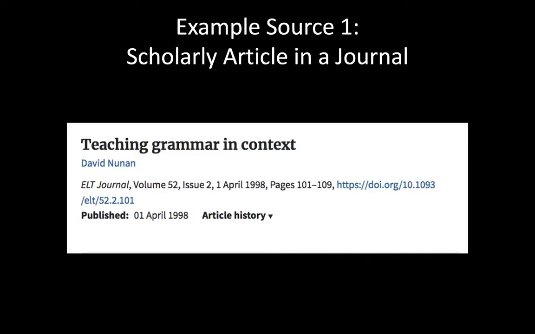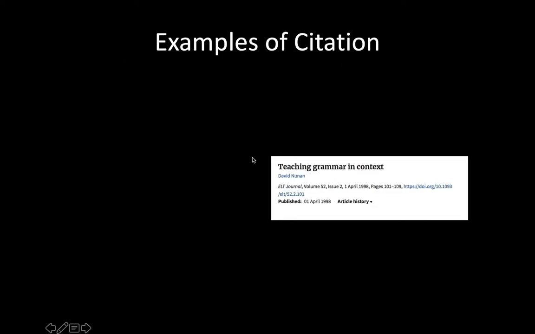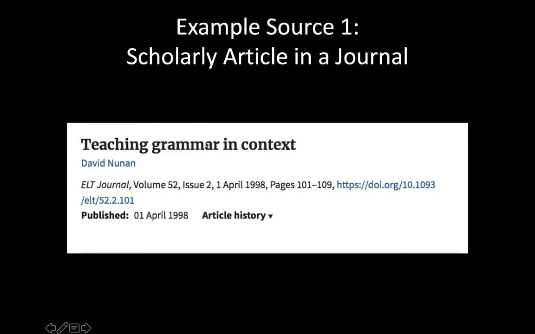So the first one I want to show you is a scholarly article in a journal. Two of the three groups I know have this. There's a good chance that a lot of you will find this when you do your practice presentation. Here we go. This is the title, Teaching Grammar in Context. The author is David Noonan. ELT Journal is the name of the journal. This was published in 1998. This other information we don't really need. So how do you do that? Well, you could say something like this: a 1998 article in ELT Journal states that, and then you would paraphrase information from that. We really just need the date and the name of the journal.